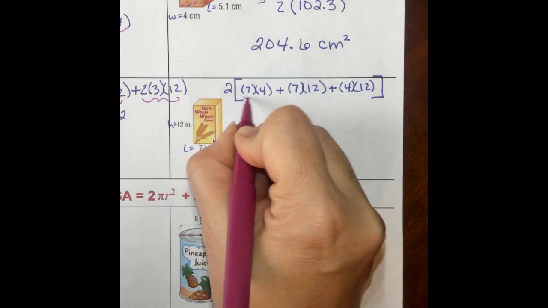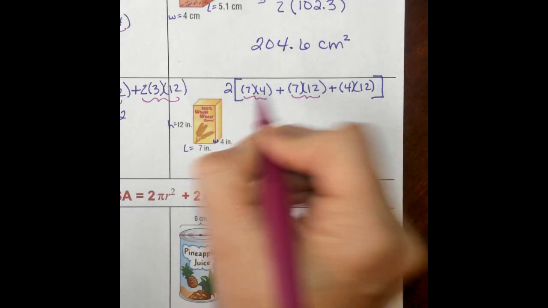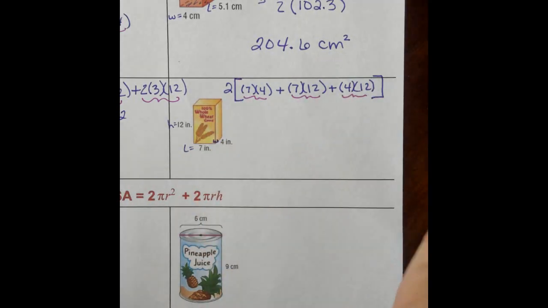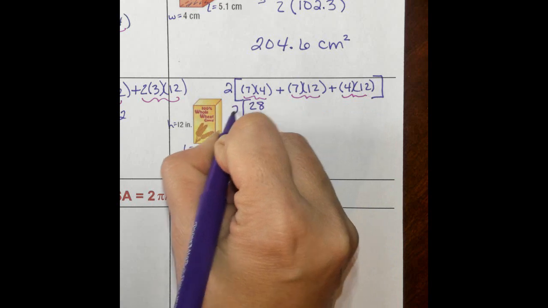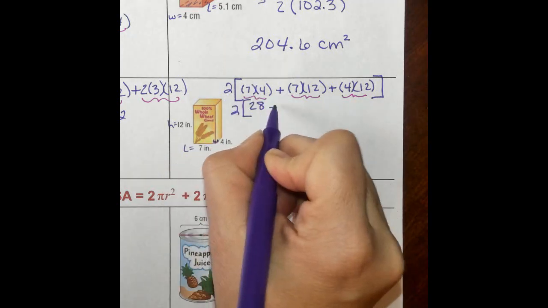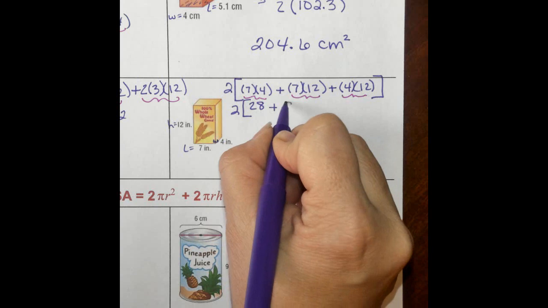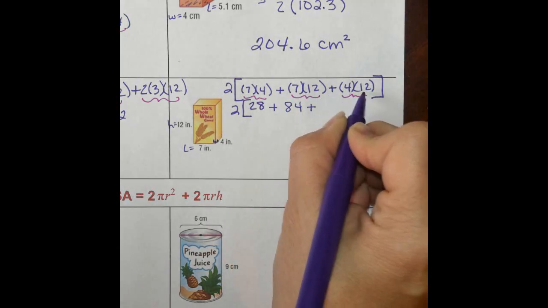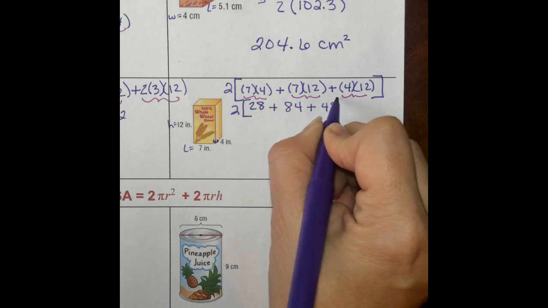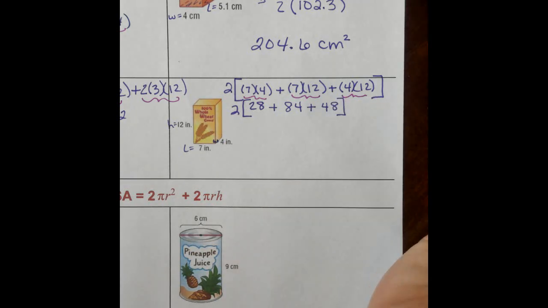Okay, so order of operations, do what's in the large brackets first. So we're going to multiply. 7 times 4 is 28. I'll put my big brackets with the 2 so I don't forget it. Plus 7 times 12 is 84. Bring down your plus sign. 4 times 12 is 48. Bring down the bracket, or the large parenthesis. Okay, add what is inside of those parentheses or brackets first.